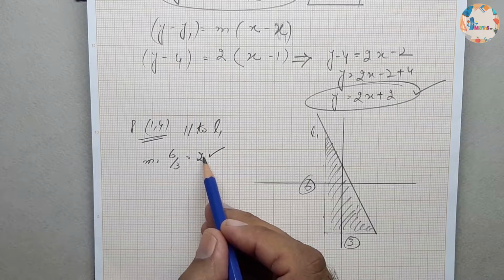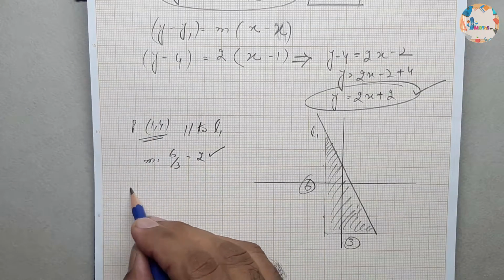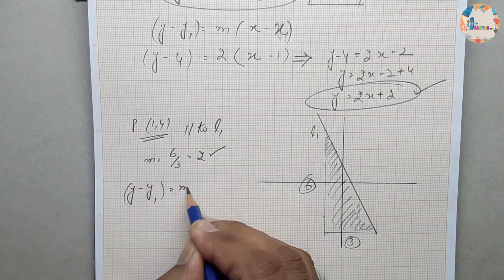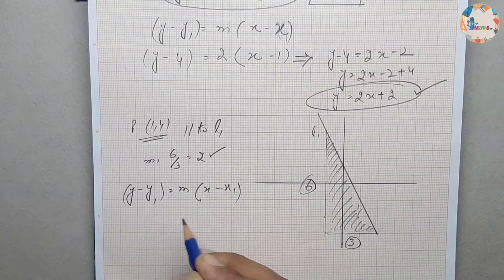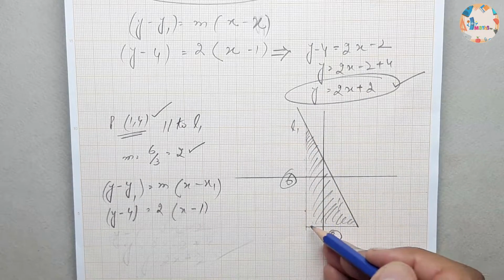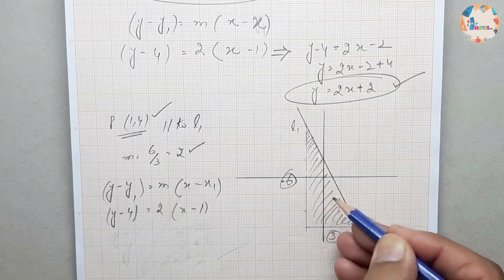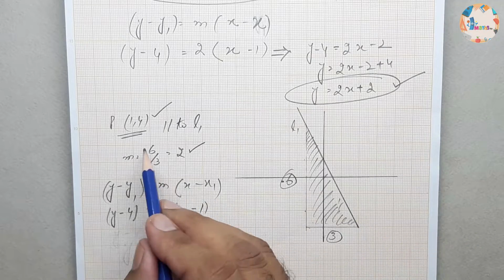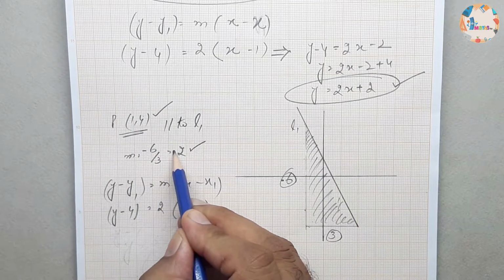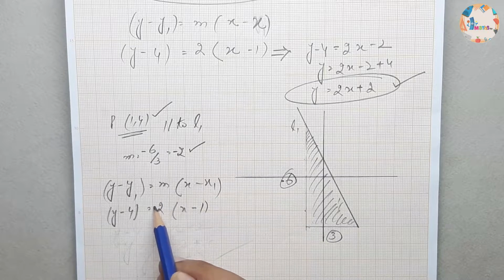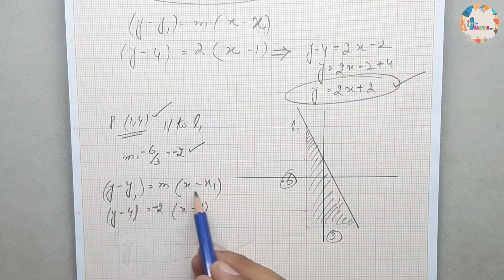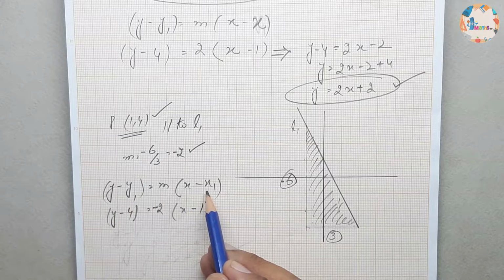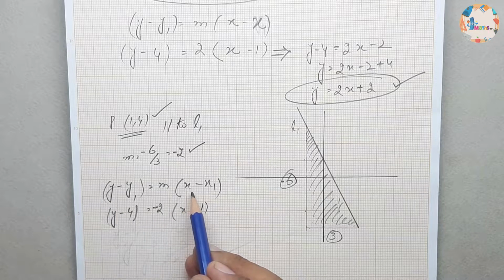Now what we can do, we can use this m value and this point, so y minus y1 is equal to m into x minus x1. So the gradient of this one will be minus 6 over 3, because the right side is sloping downward, so we can take this one as minus 6 by 3 and this will be negative. And if we replace the value in this one, y minus y1 is equal to m into x minus x1, which is the equation of line in point slope format.